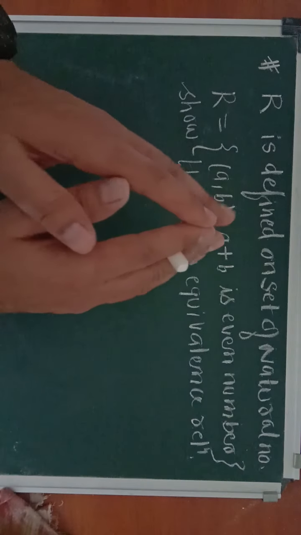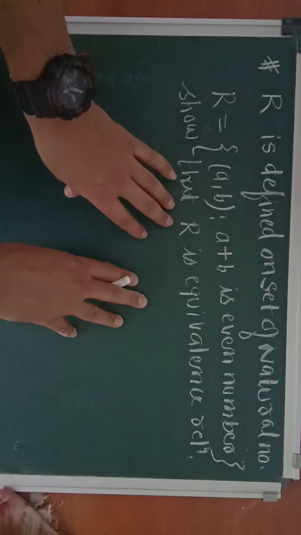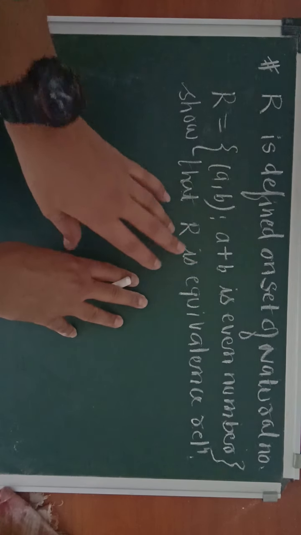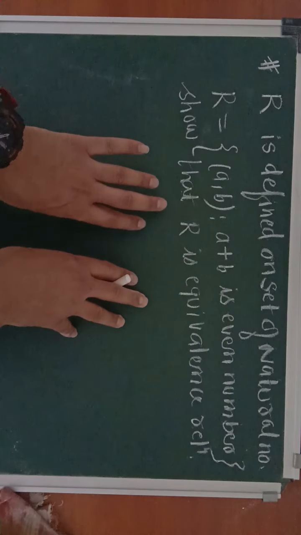So you have to understand one situation, that there will be two possibilities to get the sum even only if, number 1, both are odd.